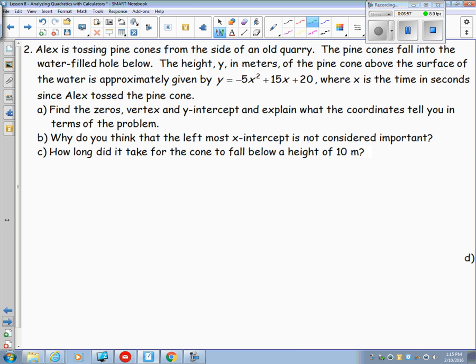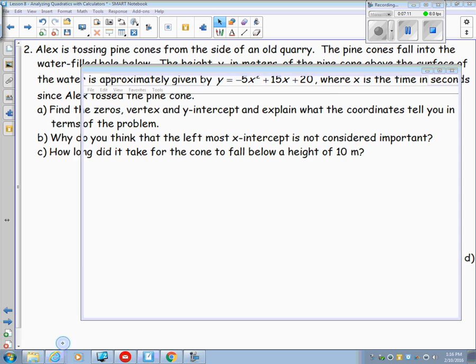Alex, tossing pine cones from the side of an old quarry. The pine cones fall into the water-filled hole below, and the height of the cone above the surface of the water is given by this equation. X is our time in seconds since he tossed the pine cones. So let's go graph. Let's get an idea of our shape here.